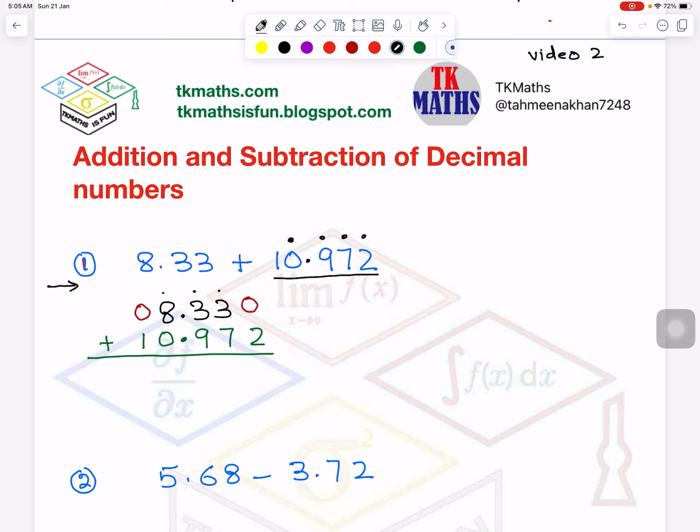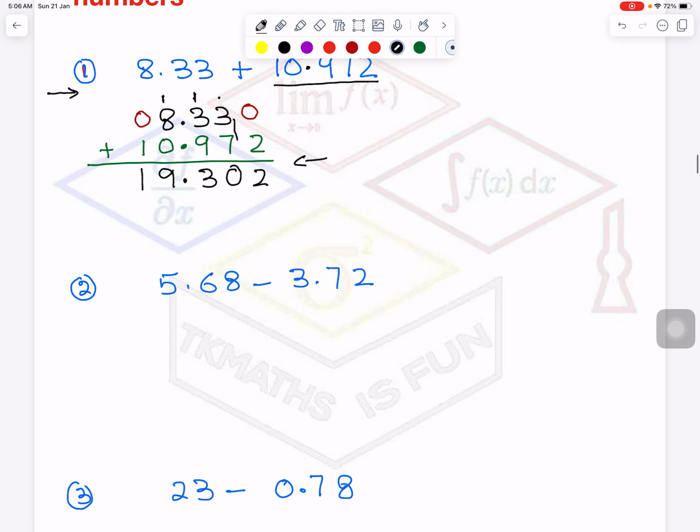Basic addition: we always start from the right hand side when we are adding, right? So 0 plus 2, 2. 7 plus 3, 10, 0 will come here and 1 will be carried forward. 9 plus 3, 12, 12 plus 1, 13, 1 will be carried forward. Now decimal will come under decimal only, same line, okay? 8 plus 1, 9 and 1. So your answer is 19.302.